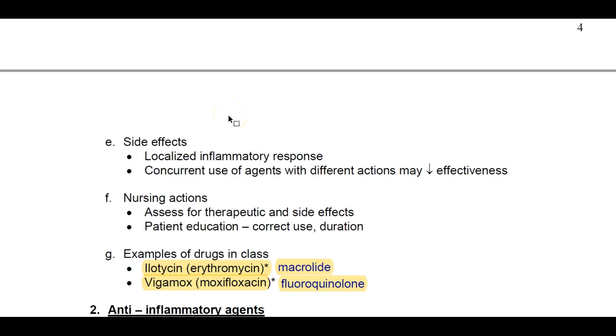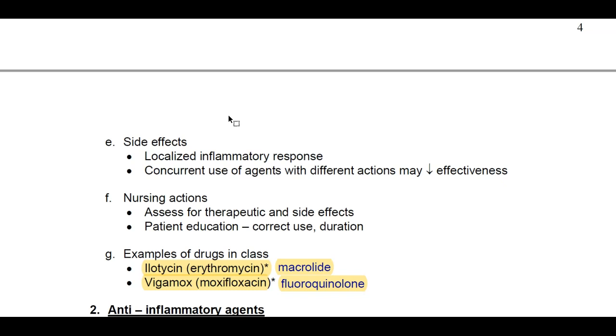Something we may have to think about is that at times, if we give certain agents, the effectiveness of these drugs can go down. So we have to be careful, get a thorough medication history, and do our own research about whether these are compatible, if there are any interactions, maybe decreasing the effectiveness. Then we may need to collaborate with our physician and let them know what we found.